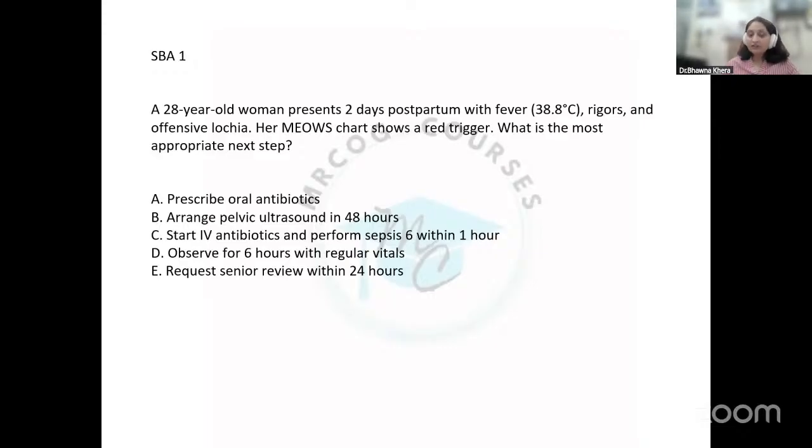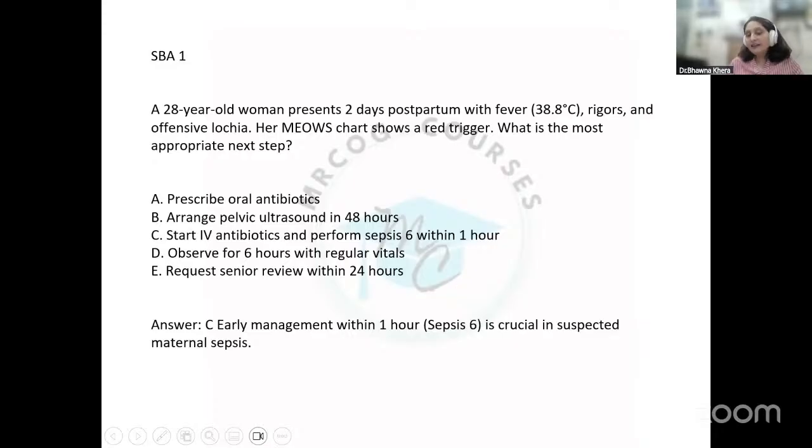Is it A, prescribe oral antibiotics? B, arrange a pelvic ultrasound in 48 hours? C, start IV antibiotics and perform sepsis 6 within 1 hour? D, observe for 6 hours with regular vitals and request senior review within 24 hours?